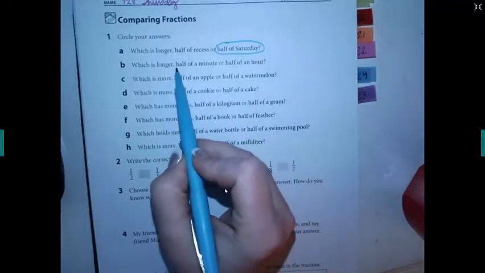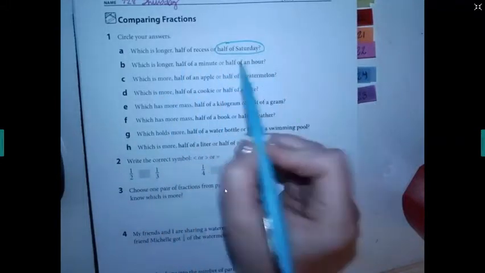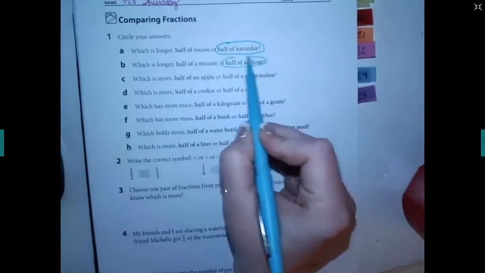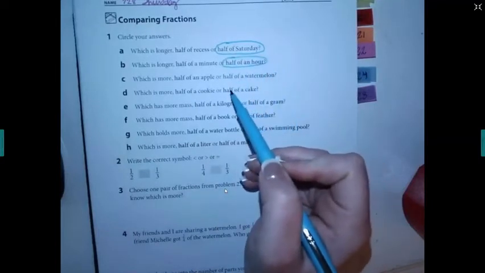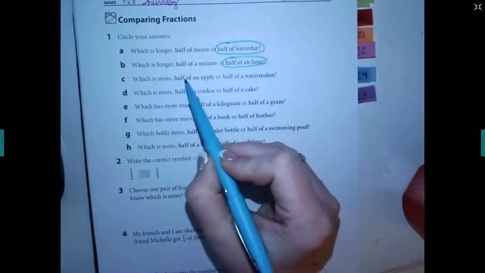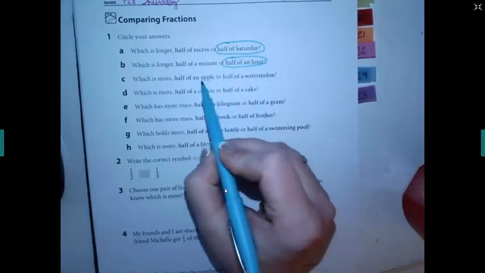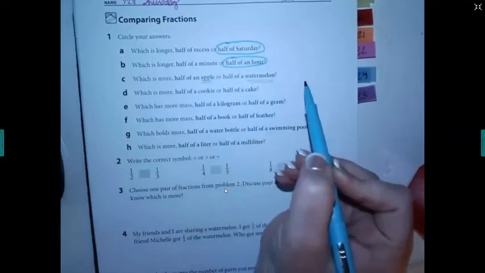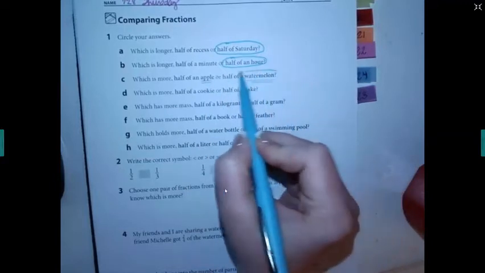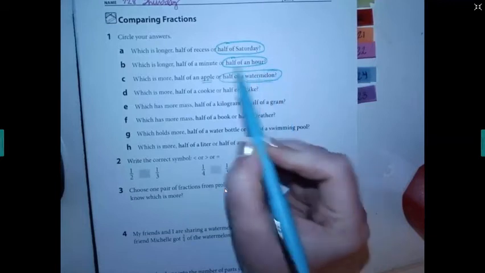Which is longer, half of a minute or half of an hour? Half of an hour is a larger whole. So basically you're going to be comparing the wholes. Which is more, half of an apple or half of a watermelon? What's bigger, an apple or a watermelon? Good, half of a watermelon. Go ahead and do D through H, and then come back and check your answers.